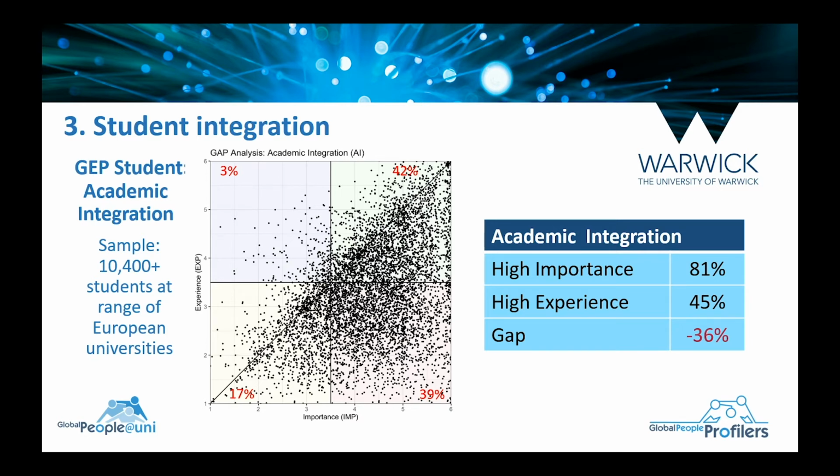Then look at the bottom left-hand quadrant, you've got 17% who are basically saying, this doesn't matter to me. I'm not experiencing it, but I don't care. And surely academic integration is something every student should be concerned about. So there's a lot of work, we would say, that needs to be done here.